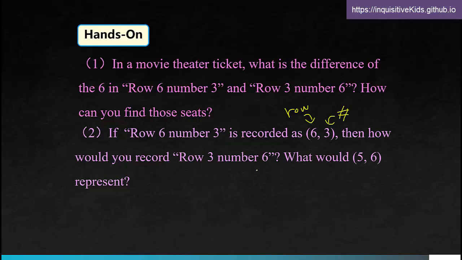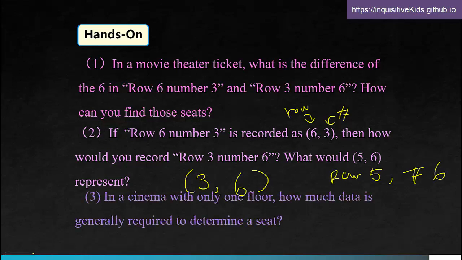How would we record row 3, number 6? Well, we know that the row would be 3, so 3 comes first, and then the number next, so 6. So 3 followed by a 6. What would 5, 6 represent? Well, we know that this represents row and this represents number. So this would represent row 5, number 6. Okay, so that's how this would work.